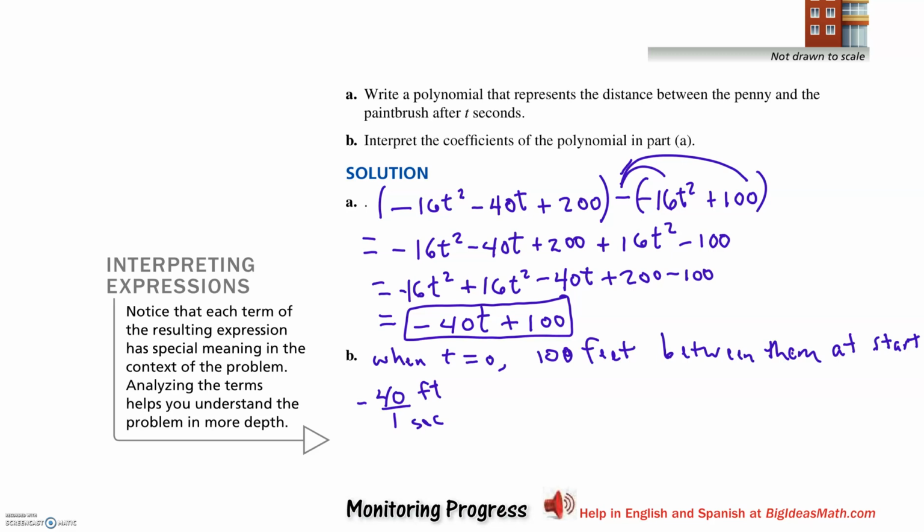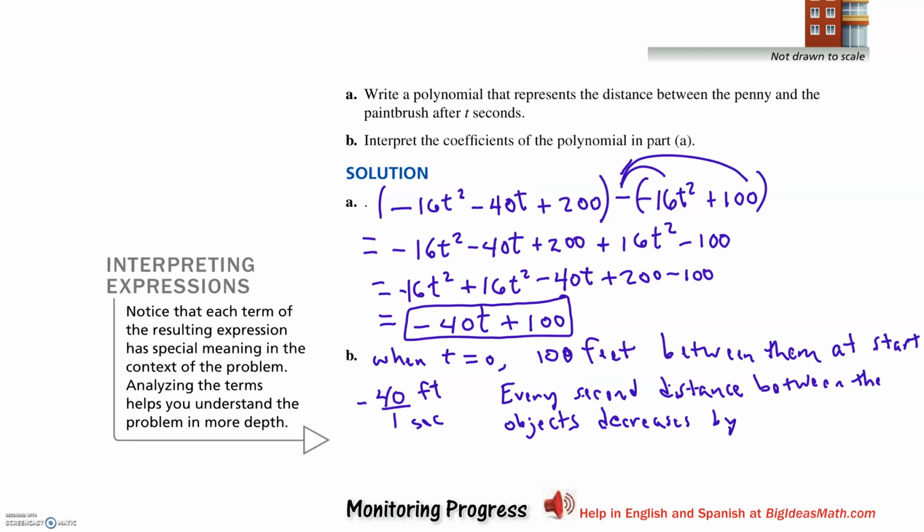So every second, what that negative 40 means is every second the distance between the objects goes down by 40 feet, or decreases. Every second the distance between the objects decreases by 40 feet. Another way of saying it is every second they get 40 feet closer together.